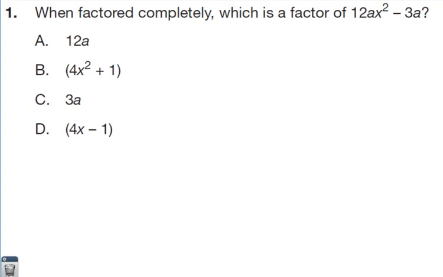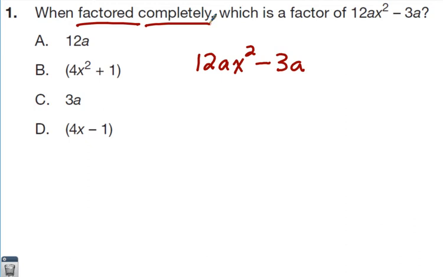Alright, so when factored completely, which is a factor of 12a x squared minus 3a? Well, I'm just going to write this down again. And they said completely, which the reason they include that in the directions is that sometimes you can do two different rounds of factoring. So let's factor this one.